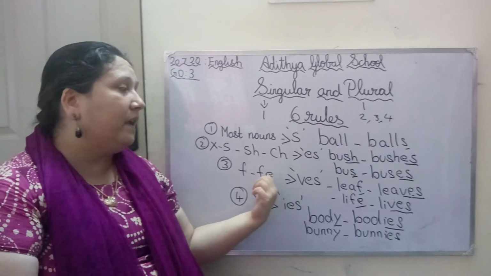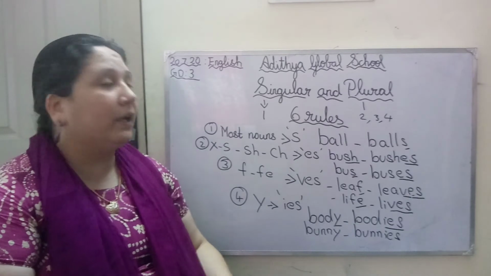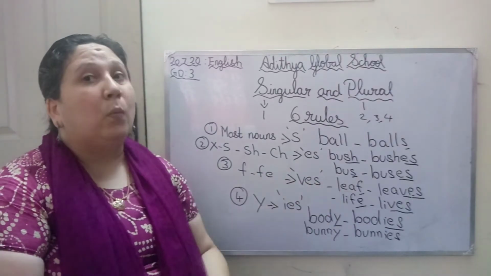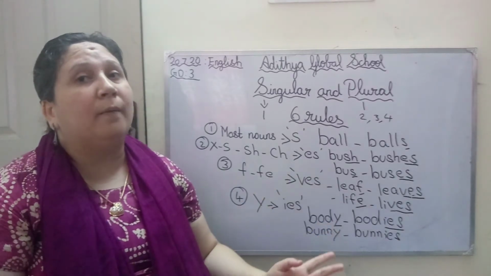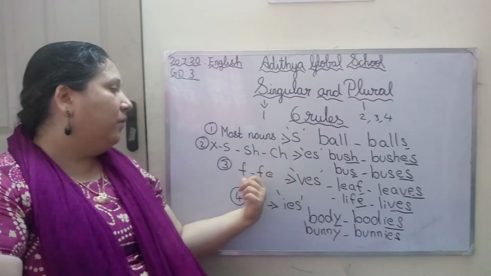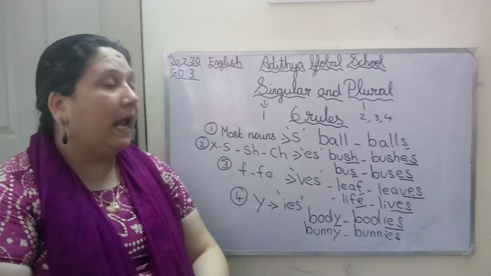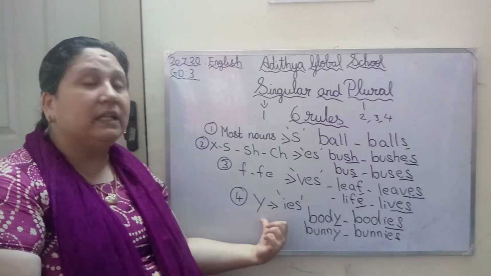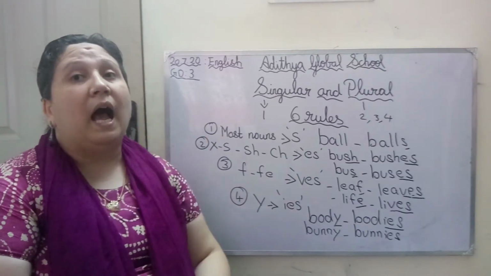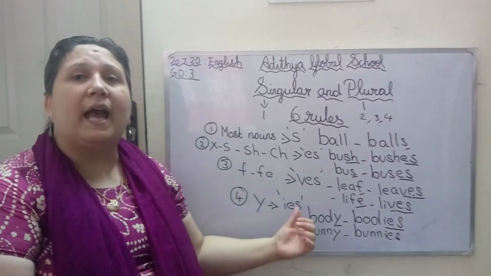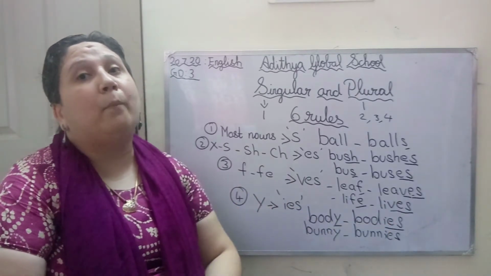And the next one we see, when a word ends with f and fe, what do we use? Very good. We use ves. Why do we use ves? Excellent. To make it a plural form, to make it many in number. So when the word ends with f and fe, we use ves. And last, the fourth rule, when the word ends with y, we use ies. We delete the y and we add ies. Like body, we add ies to make it bodies.